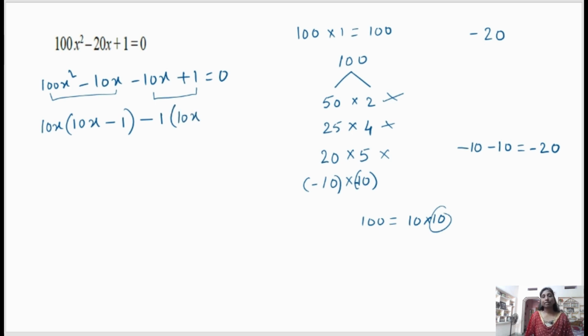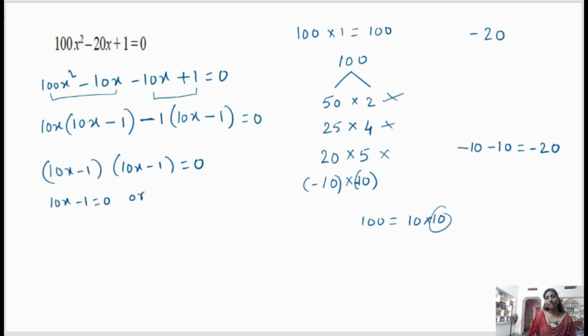And do remember, when we take minus common, then you have to change this sign. Minus, here you will get 1. Just change the sign inside, is equal to 0. Now 10x minus 1, 10x minus 1 is equal to 0. It means 10x minus 1 is equal to 0, or 10x minus 1 is equal to 0. It means x is equal to 1 by 10, or x is equal to 1 by 10.